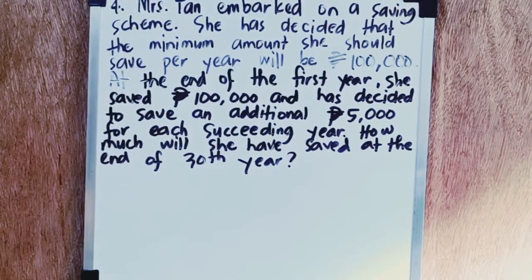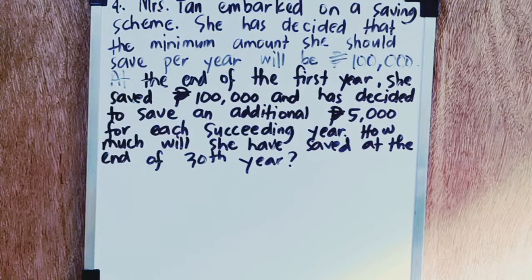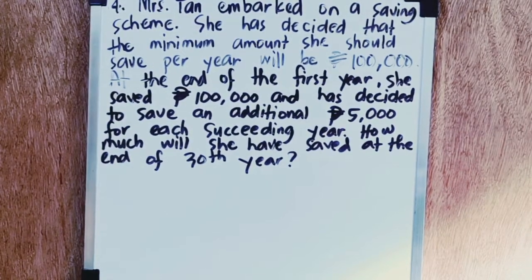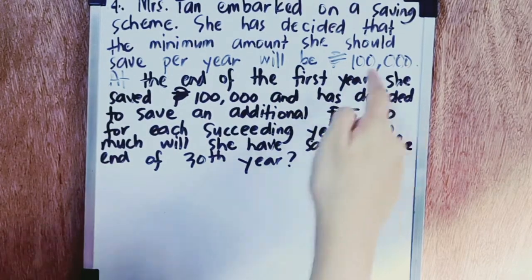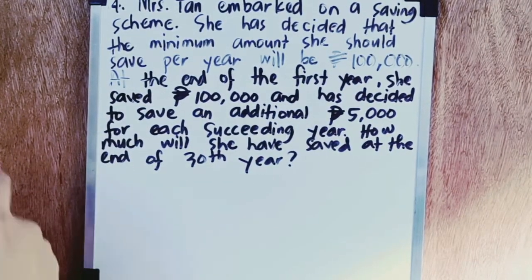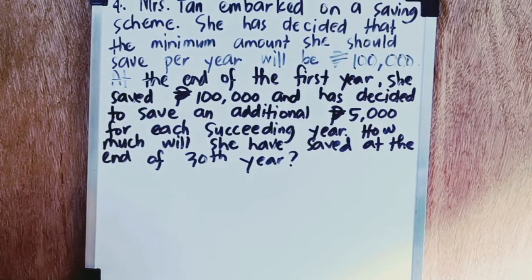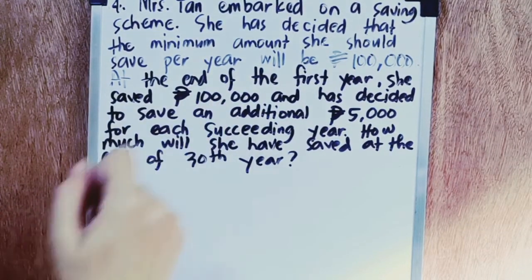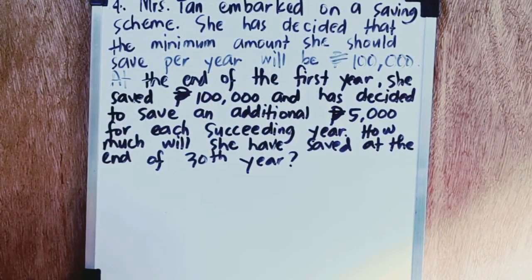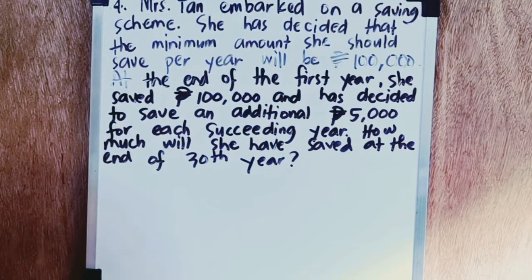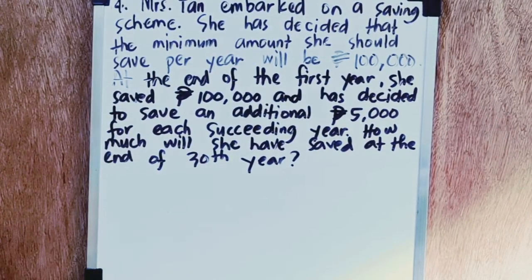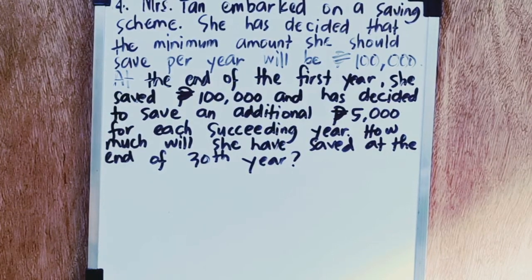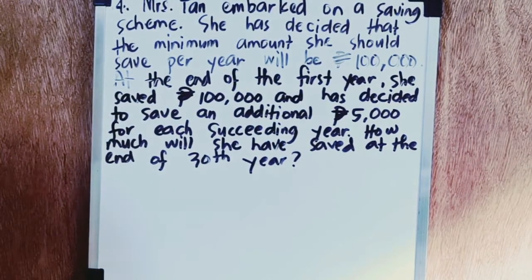Mrs. Tan embarked on a saving scheme. She has decided that the minimum amount she should save per year will be 100,000 pesos. At the end of the first year, she saved 100,000 pesos and has decided to save an additional 5,000 pesos for each succeeding year. How much will she have saved at the end of 30th year?